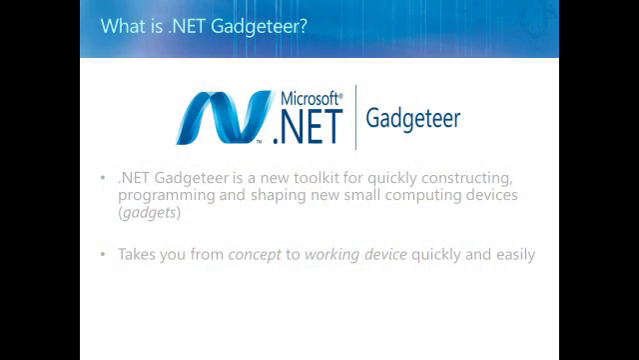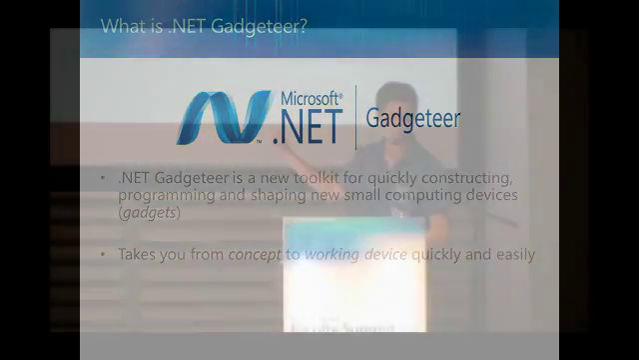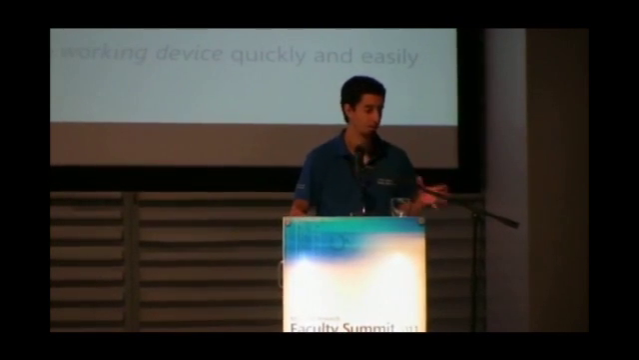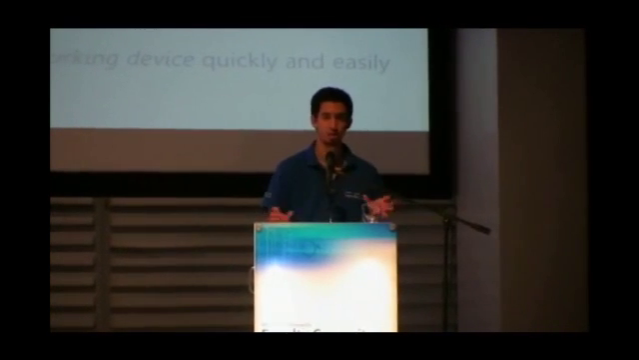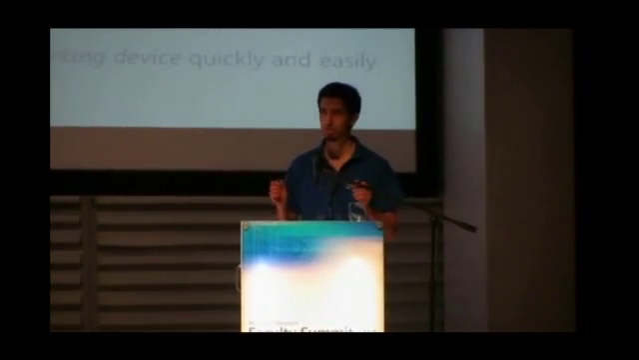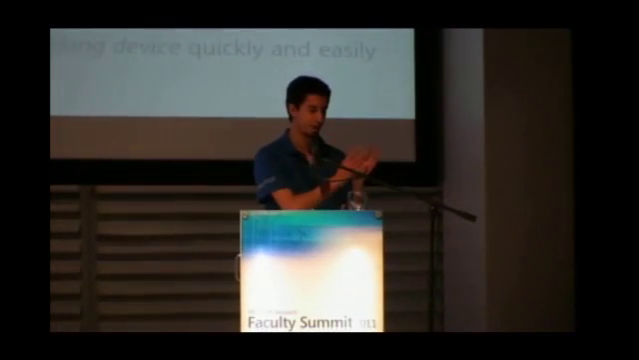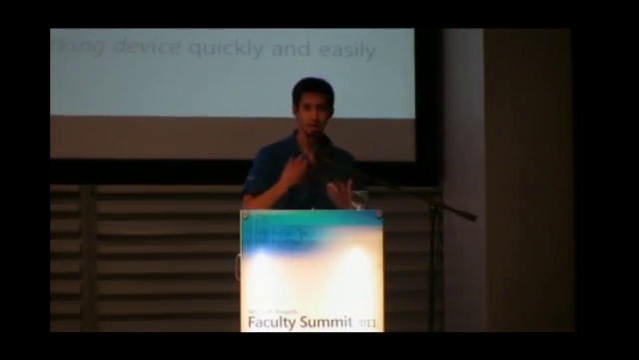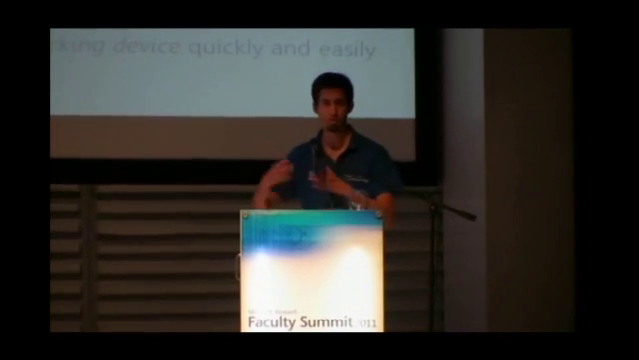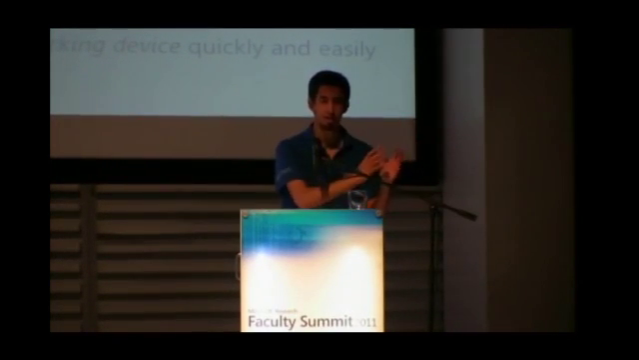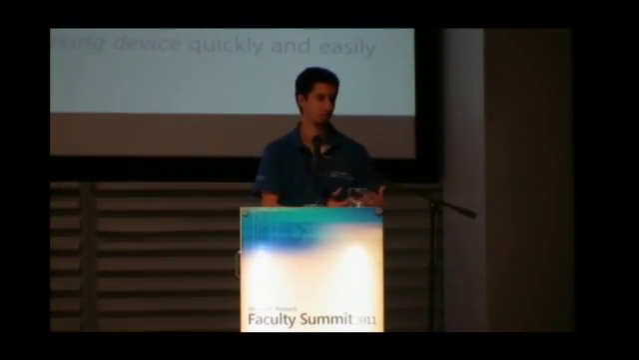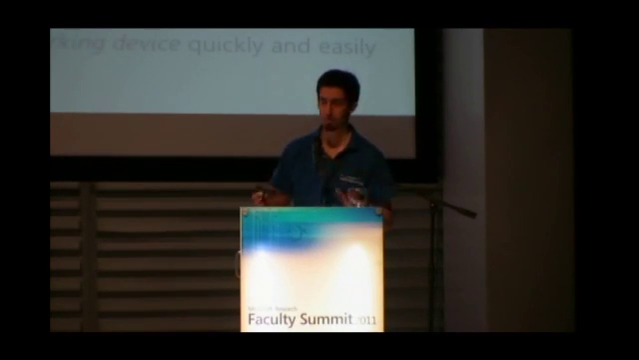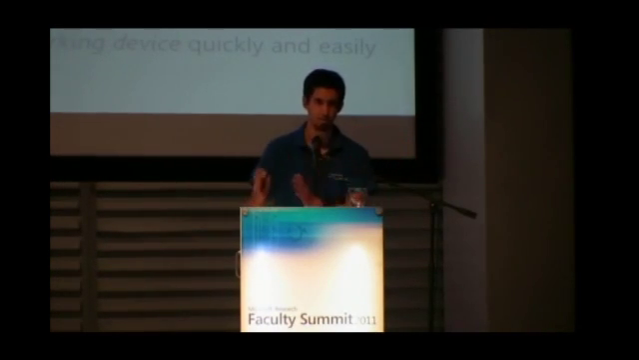What I want to talk to you about today is this project called Microsoft .NET Gadgeteer. The simplest way of putting it, it's a toolkit. It's really a set of tools that lets you go from having an idea about a device or a gadget that you want to build but doesn't exist, to holding that device in your hand and using it as a real product. What we've been trying to do is take that process from idea to reality in the quickest and easiest way we can.